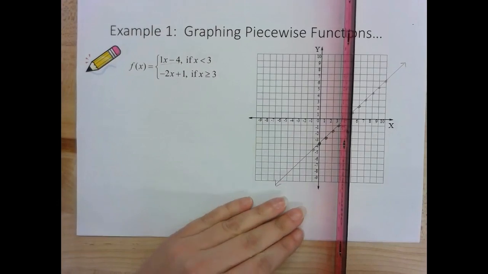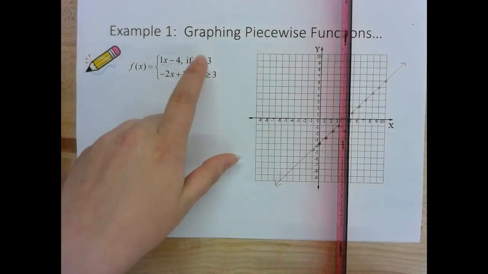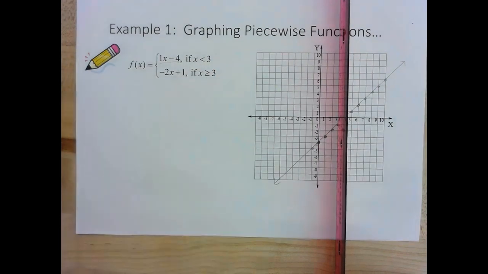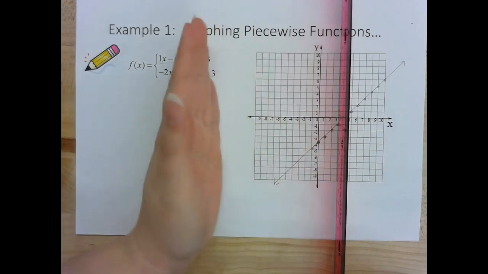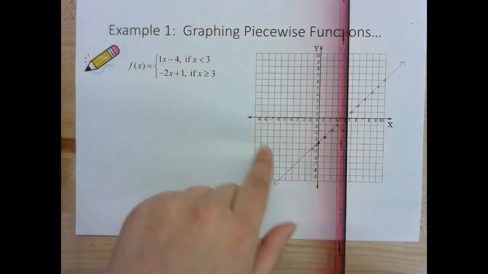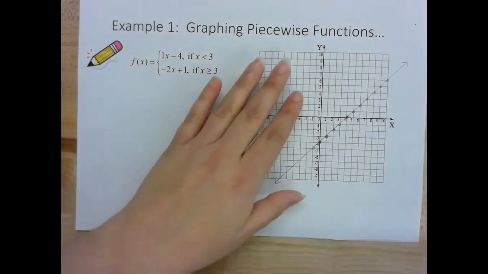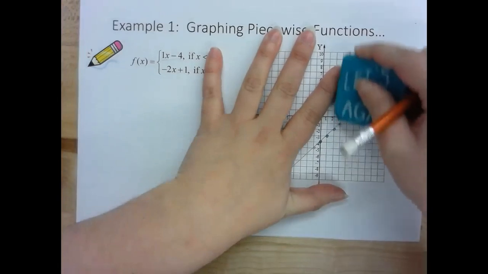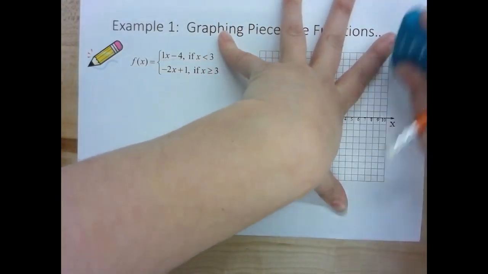So I need to decide where are the x's less than 3, because that's what they're telling me. X needs to be less than 3. Well, x's less than 3 would be on this side of my graph, right? Because the numbers less than 3 are like 2, 1, 0, and so on. Well, I have to then erase this half. So I'm going to take my eraser and I'm going to actually erase my graph here.